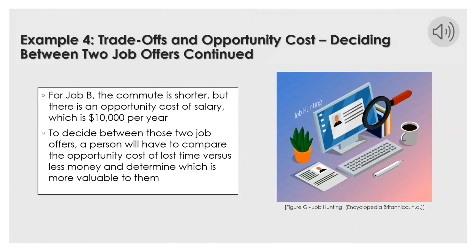For Job B, the commute is shorter by 20 minutes. The opportunity cost for this job is the salary, which is $10,000 lower than Job A. To decide between these two job offers, a person will have to compare the opportunity cost of around 10 days of lost time per year versus $10,000 less income per year and determine which is more valuable to them.